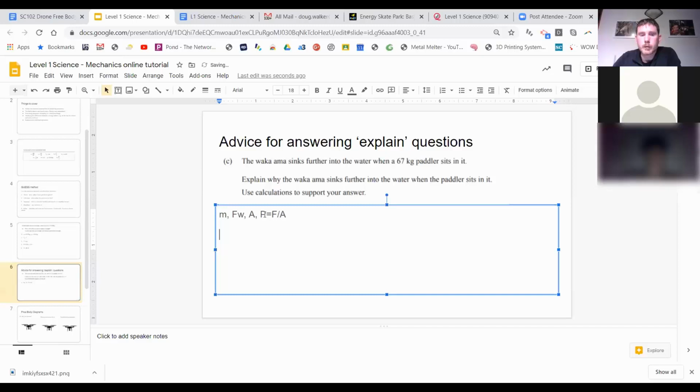So I would write down the equation just as a note. You could even write it on the side of the page. And then we might say that when a person sits in the Wakayama, the mass of the boat and occupant has increased, since the equation that we used before, weight force is equal to mass times gravitational field strength.